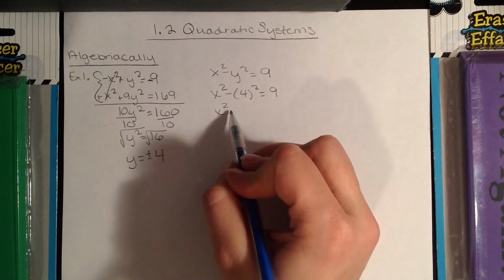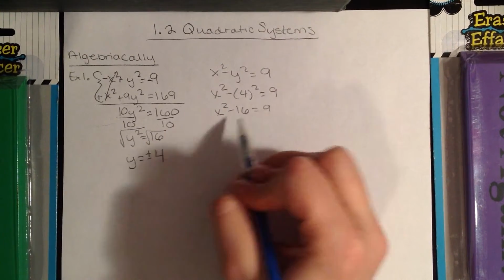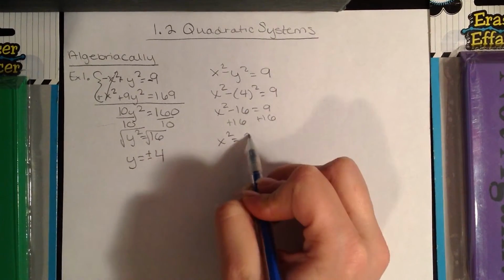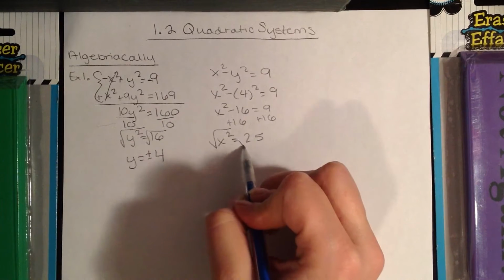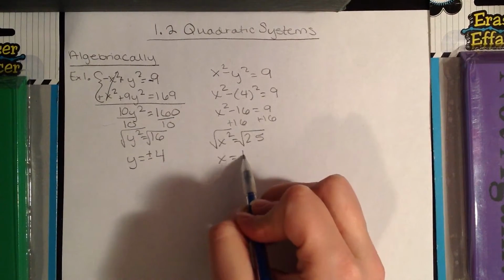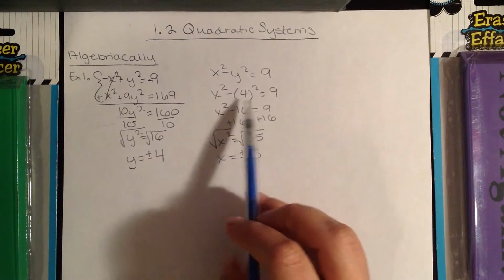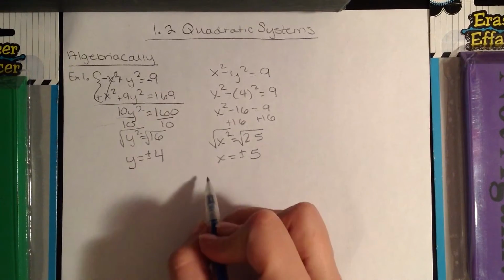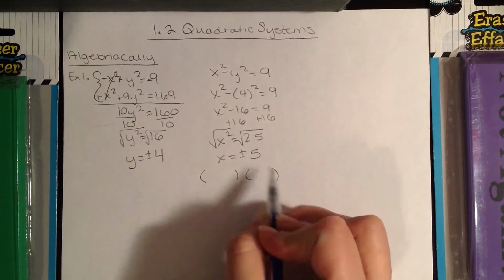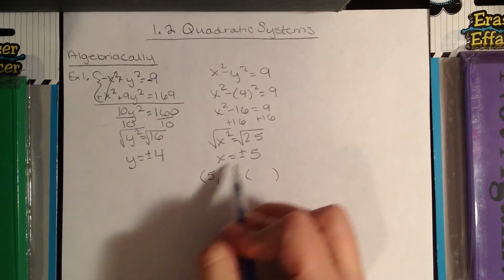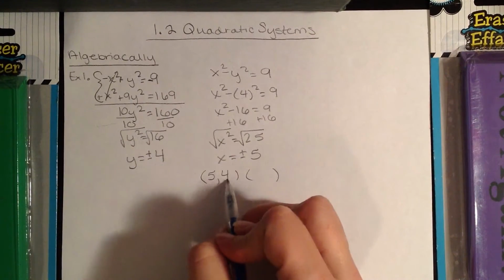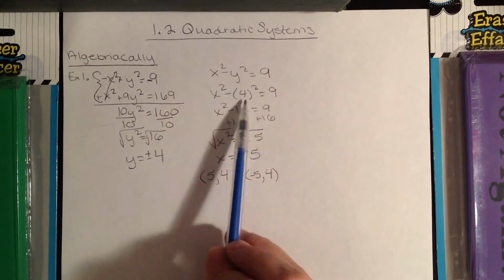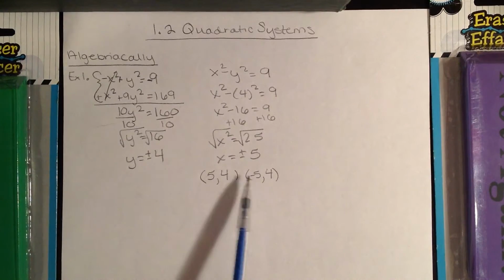Alright, 4 squared is equal to 16. Add 16 over. x squared is equal to 25. Square root both sides. I have x is equal to plus or minus 5. So when y is positive 4, x would be positive 5 or negative 5. So that's two answers. Okay, so when x is positive 5, y will be 4. When x is negative 5, y will be 4. So for this one y value, I've got two x values, a positive and negative.